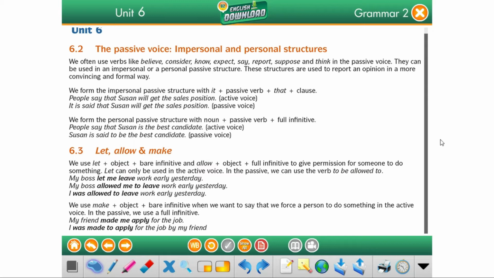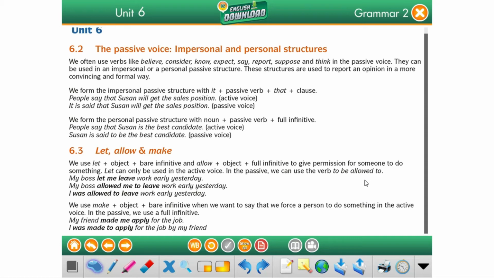Okay, let's continue with let, allow, and make. We use let, an object, and a verb infinitive, and also we can use allow, an object, and a full infinitive. There is a short difference. When we use let, we use a verb infinitive. When we use allow, we use a full infinitive to give permission for someone to do something. This is when we give permission, like let can only be used in the active voice. In passive voice, we can use the verb to be allowed to.